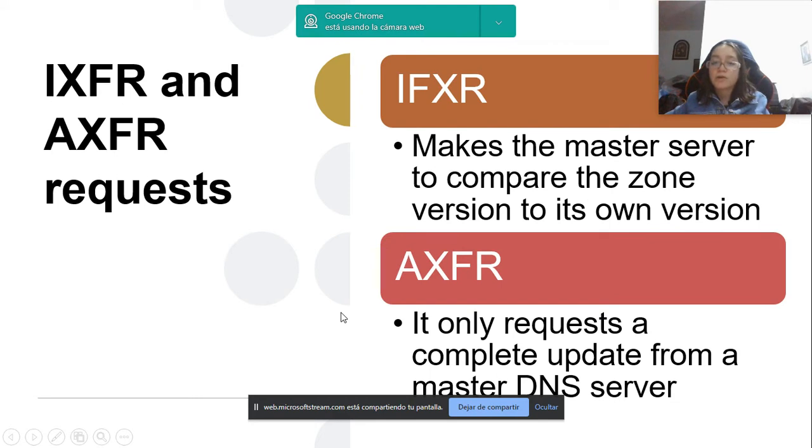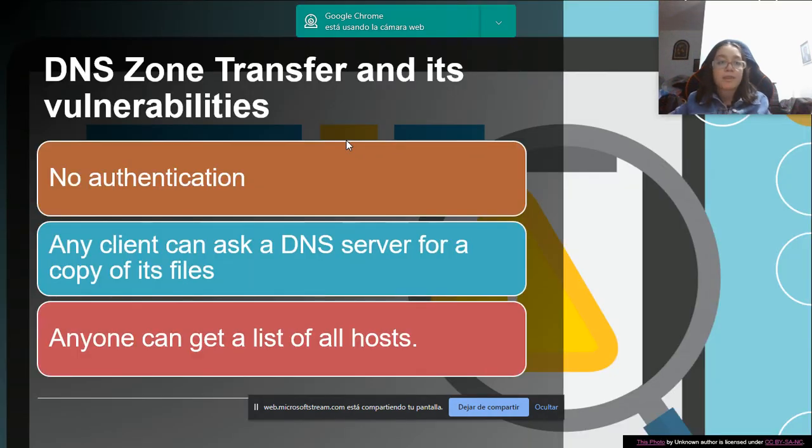As I was telling you earlier, there are IXFR and AXFR requests. The IXFR request will only compare the zone version to its own main DNS server version, and the AXFR will request a complete update from the master DNS server.